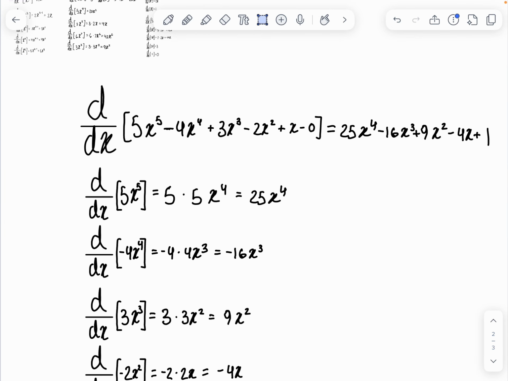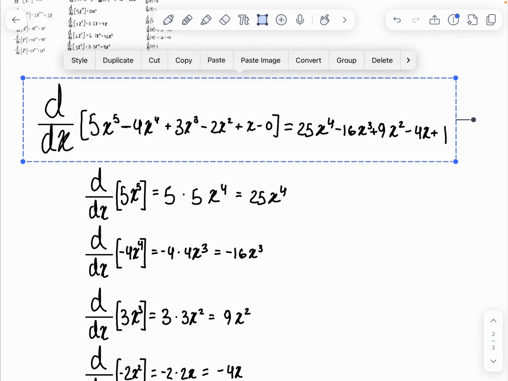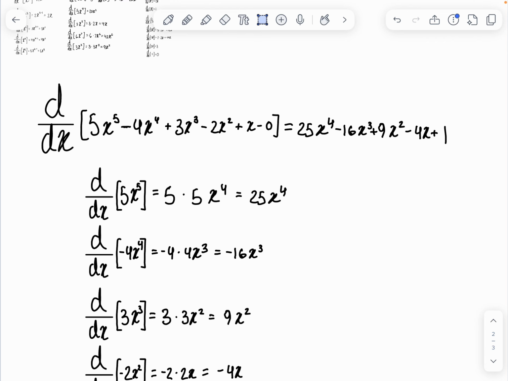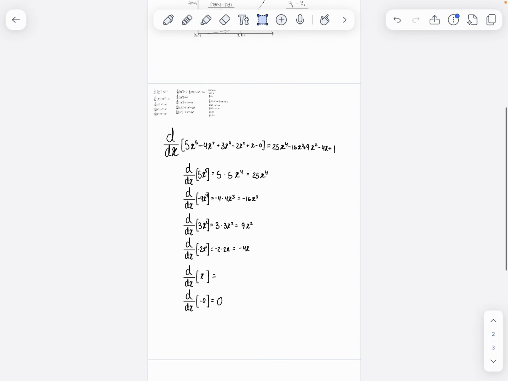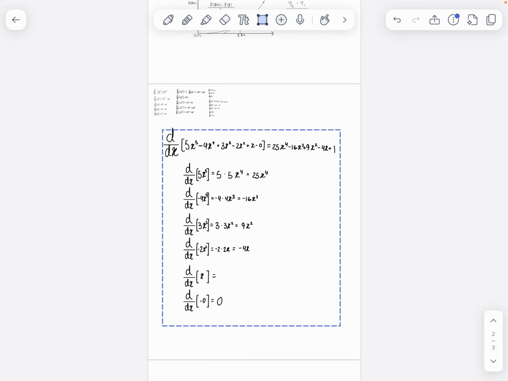So the derivative of 5x to the power of 5 minus 4x to the power of 4 plus 3x cubed minus 2x squared plus x minus 0 equals 25 times x to the power of 4 minus 16x cubed plus 9x squared minus 4x plus 1. And that is how you use the power rule for polynomials. Okay, and now there might be many nuances and different things. So yeah, let's get into those.